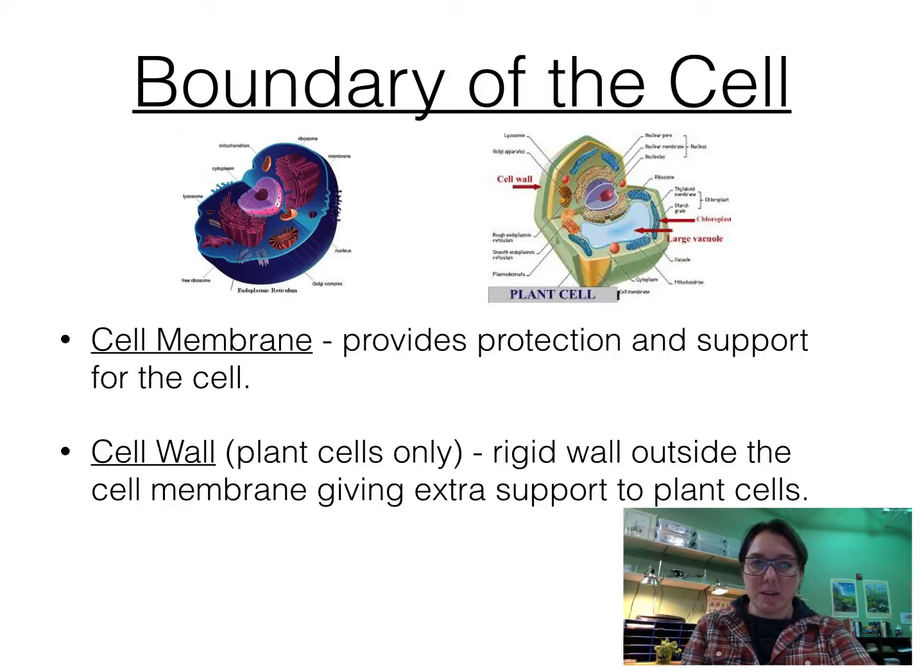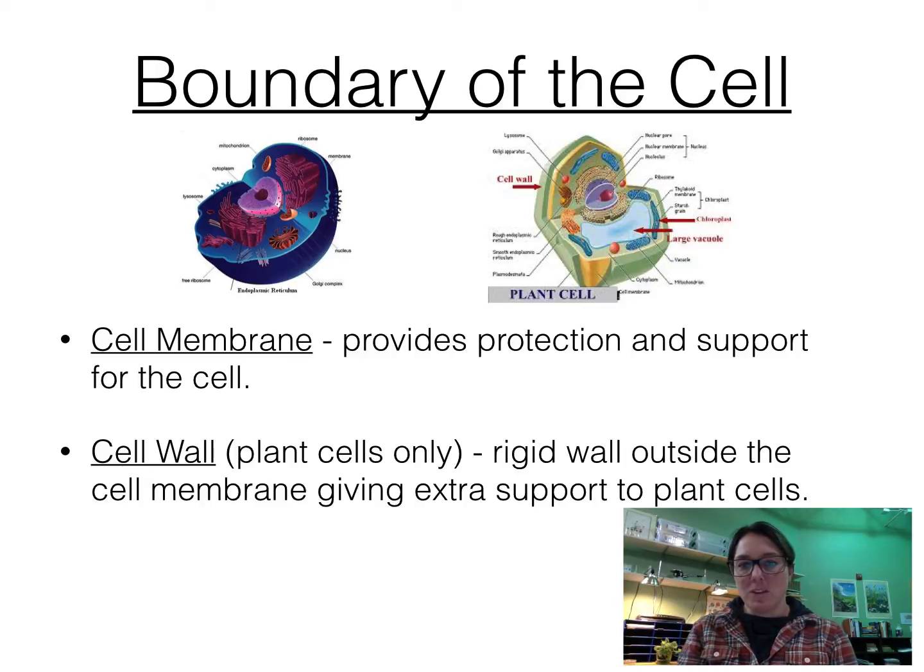And when you look at the picture of the plant cell on the right-hand side versus the animal cell on the left-hand side, you'll see that the outside part of the cell is the cell membrane on the animal cell, but the plant cell has the cell membrane surrounded by a cell wall on the outside. And the cell wall is an organelle that is only in plant cells, it's not in animal cells.